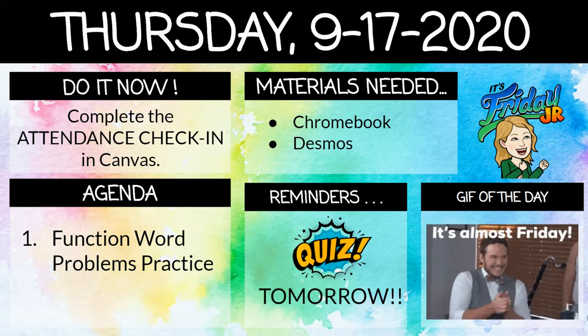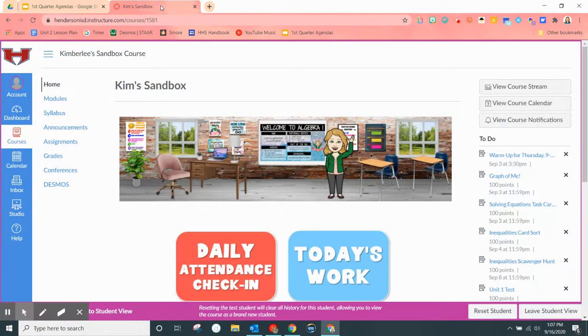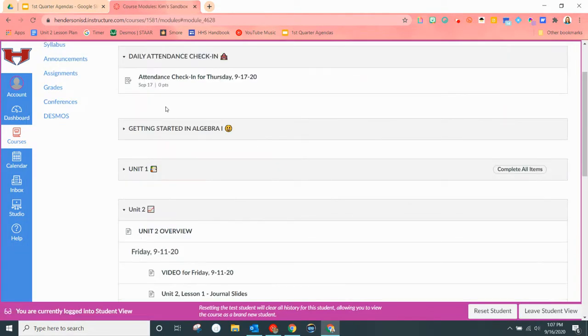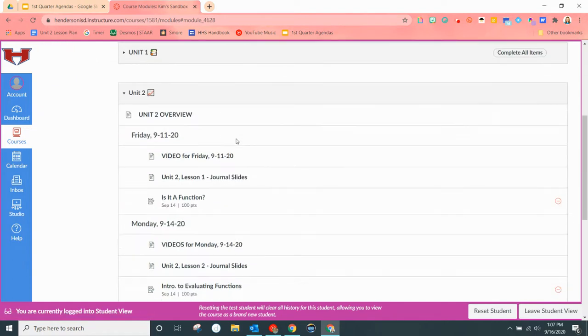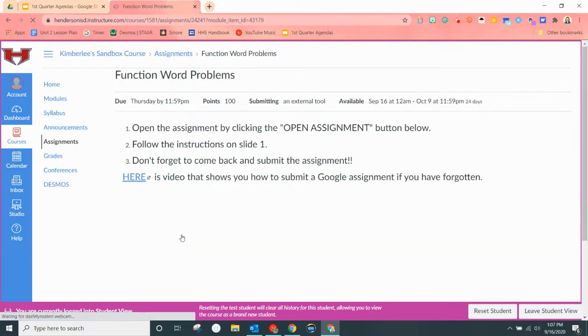Today we're going to talk about word problems, function word problems. And we're going to practice how we solve functions with word problems. So let's get started. Go to Canvas, and you need to click on this big red button, Daily Attendance Check-In. Make sure you're doing that. That's always at the top, and then you can just scroll down to the bottom of the page after you finish that. And you're going to be working on function word problems right here.